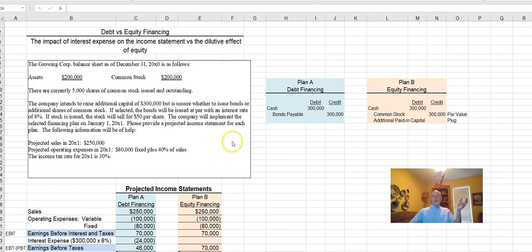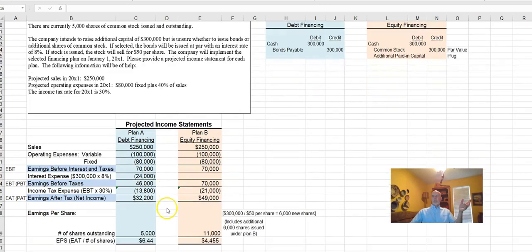Now in the coming year, these are projections. We think that sales will be $250,000. Our expenses are $80,000 fixed plus 40% of sales, and our tax rate is 30%. So under either plan, we're expecting sales to be $250,000.